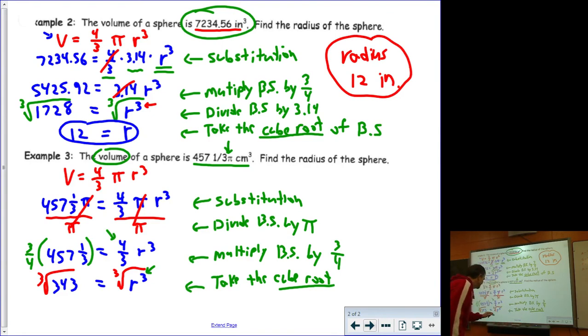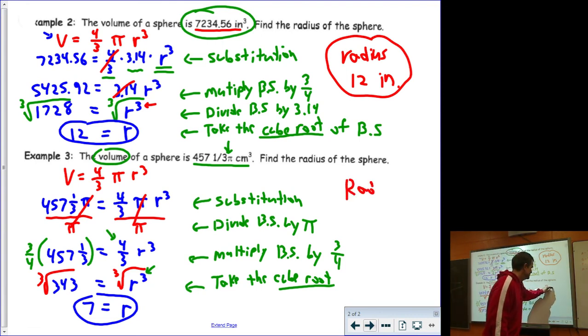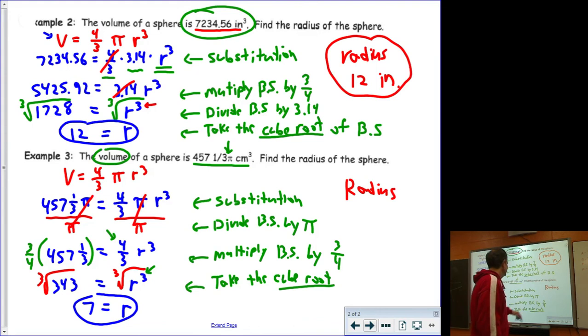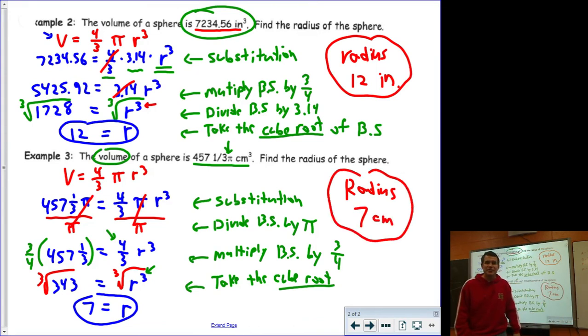And when I take the cube root of 343, I end up with 7. So I can now say that the radius is 7 centimeters. Notice I include the units on the answer. There you go. Quick and easy.